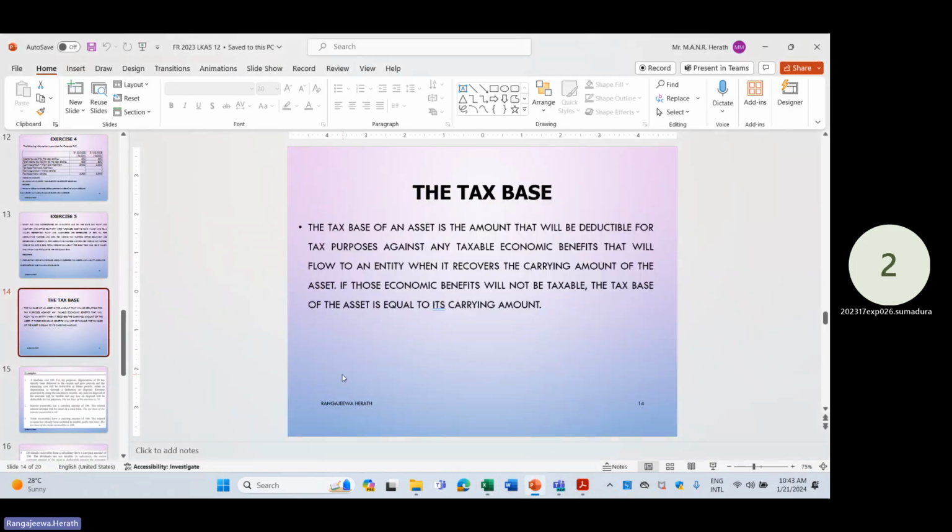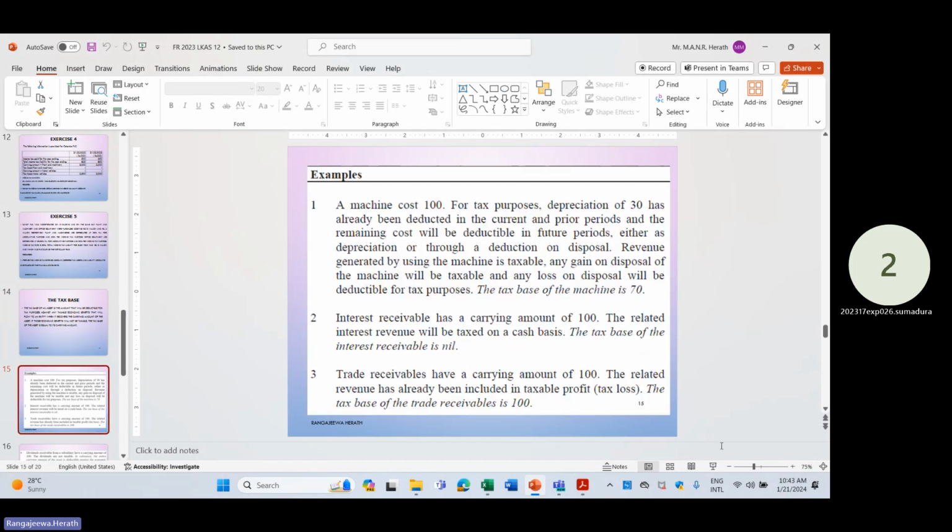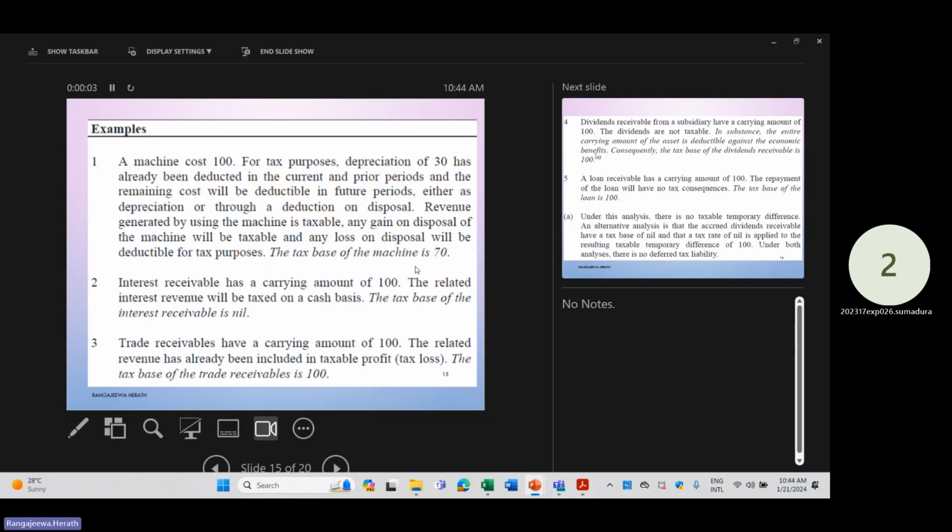Right. Now we look at some different scenarios to identify this tax base. First one, machine cost 1,000. For tax purposes, depreciation 30 deducted, in the current and prior periods. And the remaining cost will be deductible for future periods, either through depreciation or disposal. So cost 100, tax purpose 30 depreciated, means the tax base of this asset is 70. Right? That is the basic adjustment we just discussed.